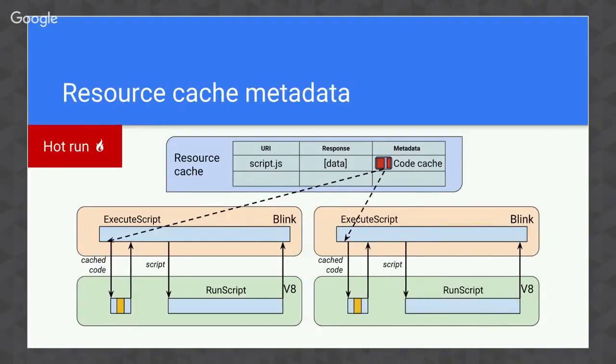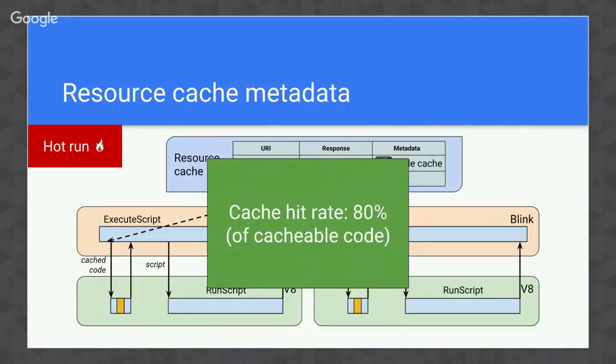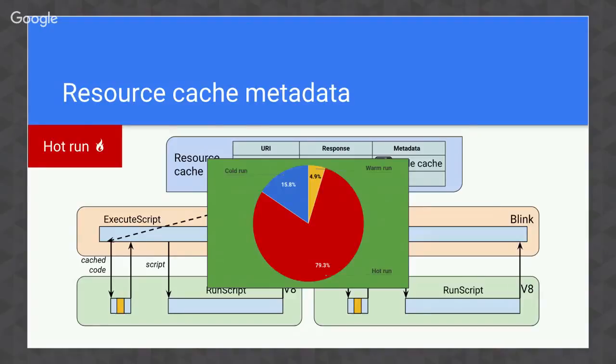And if we have two different tabs that are loading the same script, then they can both take advantage of this code cache because it's IPC between processes and it lives in the browser process. And this has a cache hit rate of 80%, again, of those 20% that we haven't hit already. In brackets, I've got here of cacheable code because not all code is unfortunately cacheable. So of the code that we can cache, we hit 80% of it. In fact, 80% of our runs are hot runs.